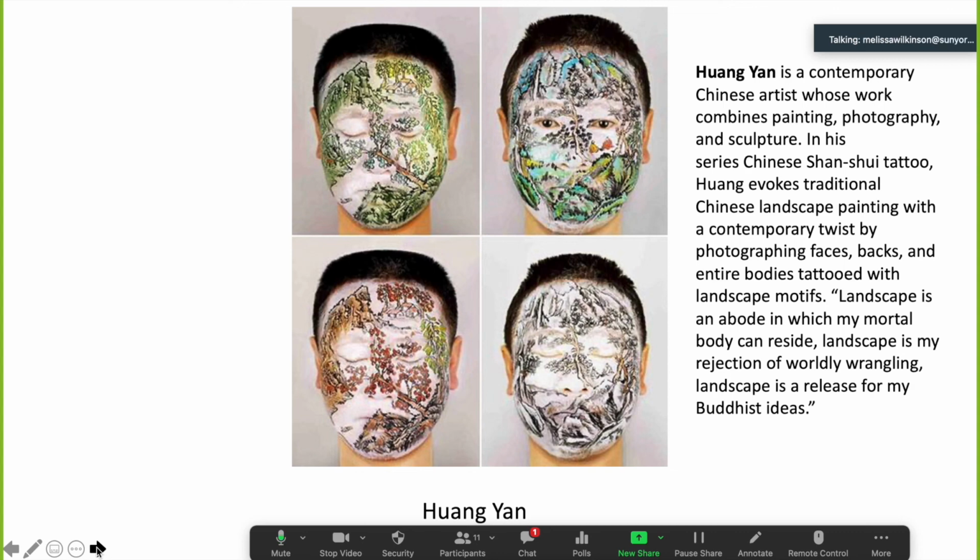And he's got this really lovely quote here. Landscape is an abode in which my mortal body can reside. Landscape is my rejection of worldly wrangling. Landscape is a release for my Buddhist ideas. And remember, the Buddhists believe that one is in communion with everything, with nature, with the world around you, with all that is both static and moving, because you are a static and moving thing.